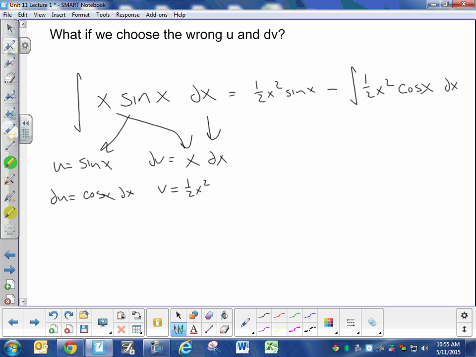Well, what do we see here? If we choose the wrong u and dv, how do I know that's the wrong u and dv? I can't take the antiderivative of that v du. This I don't know how to do. Can't do this easily. Since I can't do this, I picked the wrong u and dv.